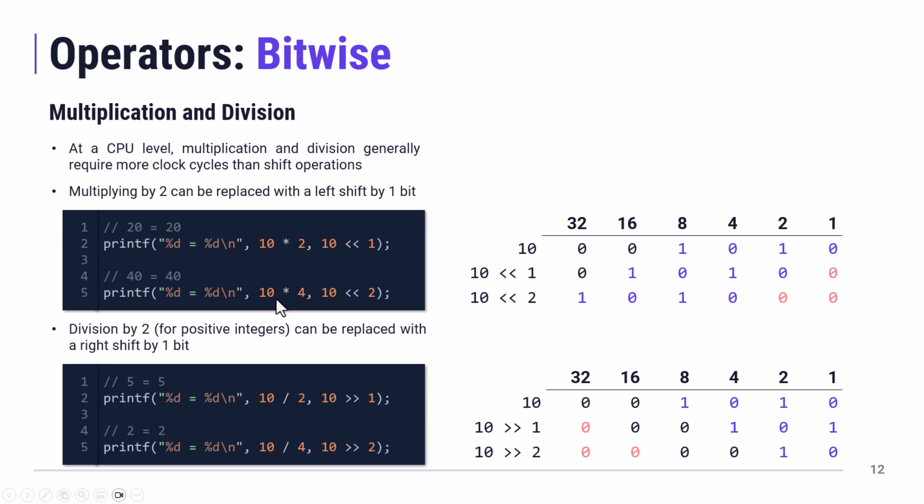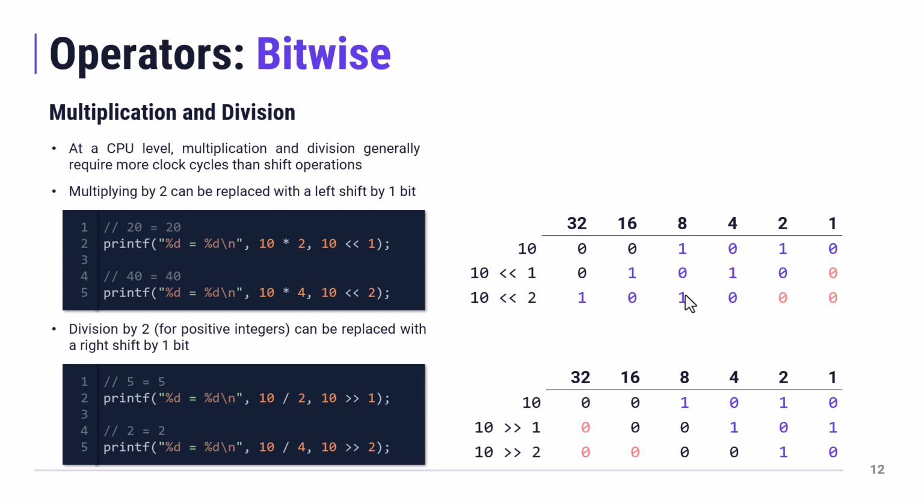Same thing here. We're multiplying by 4, 10 times 4. I can then shift 10 to the left by 2 bits. So again, if we look at that, we shift in 2 bits. That whole number gets pushed over to the left 2 places, and now it's 32 plus 8 is 40. So we've quadrupled it. Okay, so if you're multiplying by 2, you can do it more efficiently with a left shift.